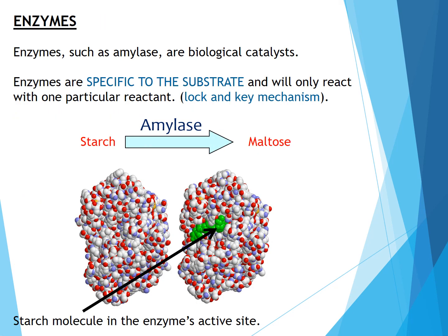Enzymes, as we said, are an example of proteins. Enzymes are biological catalysts, and from National 5, you know that enzymes are very specific. One enzyme for one type of reaction, they are not interchangeable, and we call this the lock and key mechanism. So for example, starch can be broken down into maltose using the enzyme amylase.